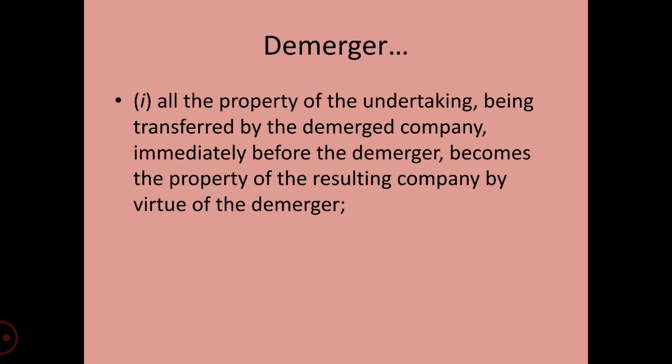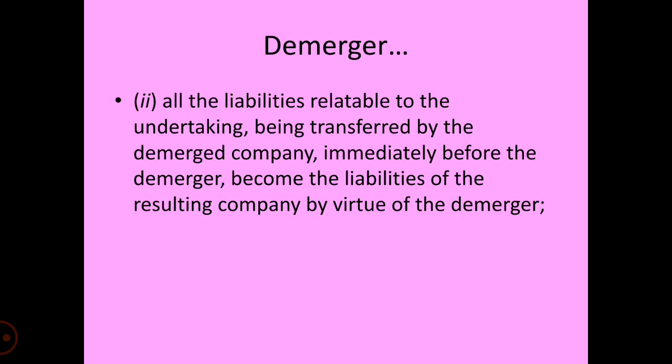Subclause 2. All the liabilities relating to the undertaking which is transferred by the demerged company immediately before the demerger become the liabilities of the resulting company by virtue of demerger. Subclause 3. The property and the liabilities of the undertaking or undertakings being transferred by the demerged company are transferred at the values appearing in its books of accounts immediately before the demerger.